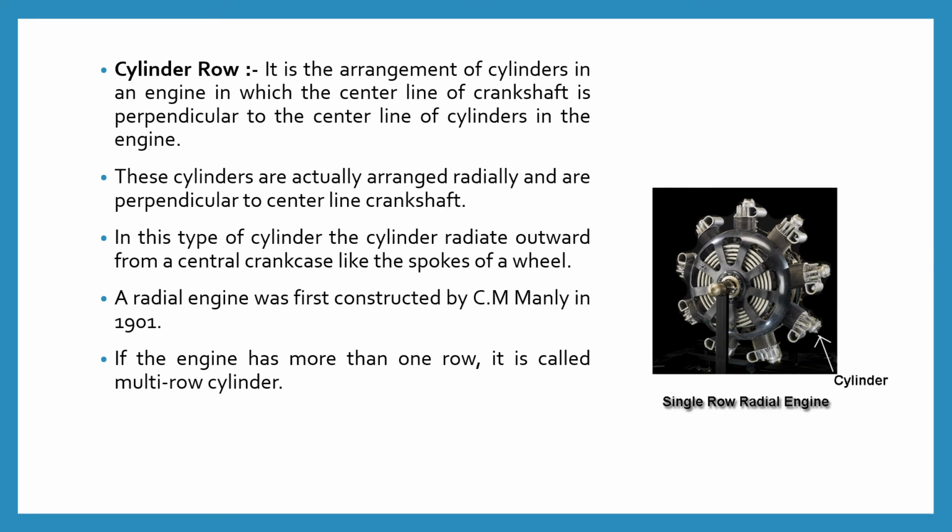In these types of engine, the cylinders radiate outward from a central crankcase like the spokes of a wheel. The radial engine was first constructed by C. M. Manly in the year 1901. If the engine has more than one row, then it is called a multi-row cylinder engine.